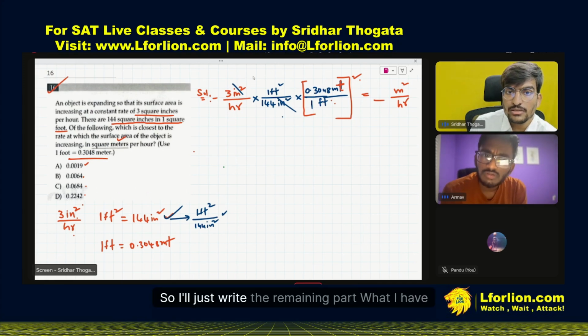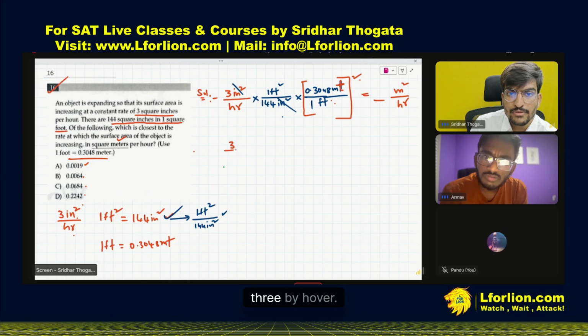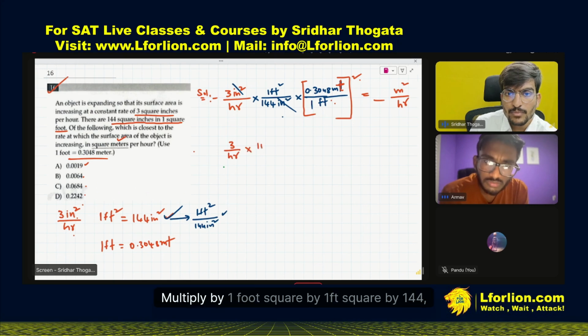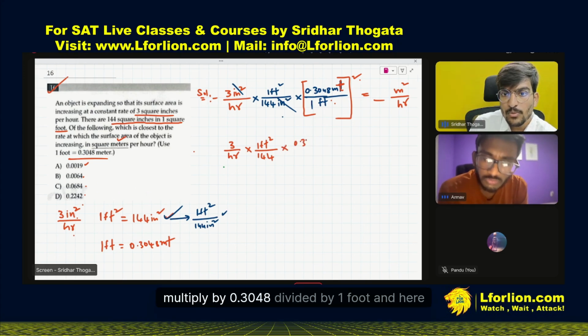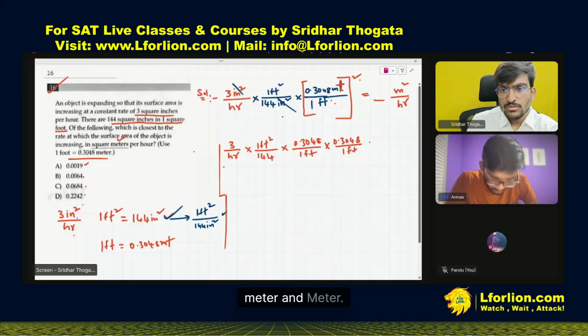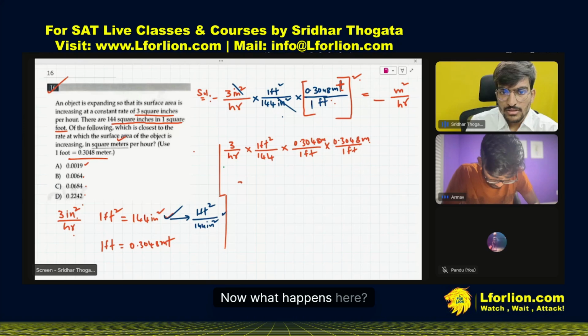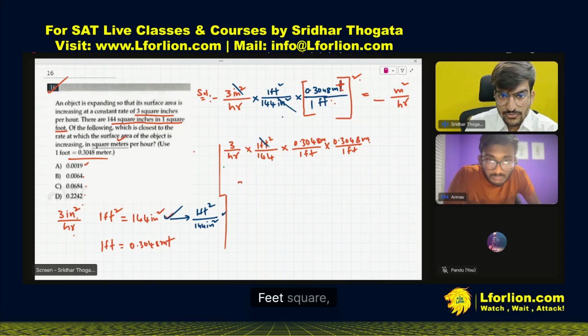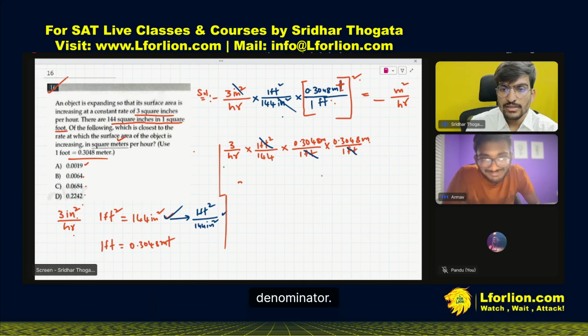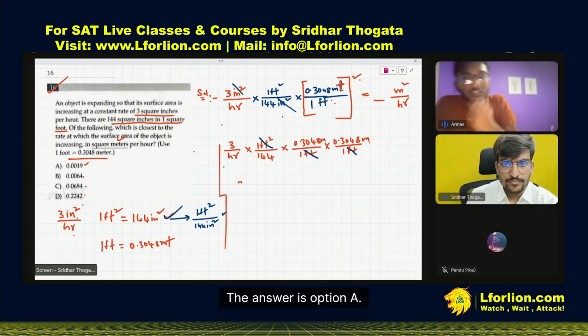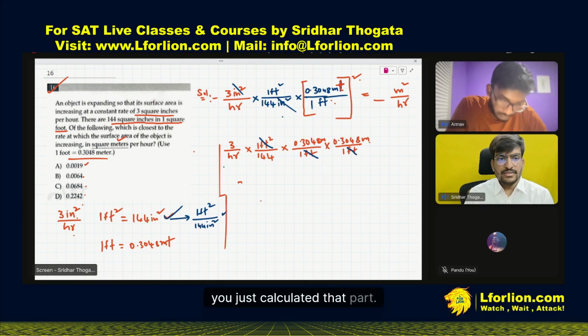So I'll just write the remaining part of what I have. 3 by hour multiplied by 1 foot square by 144, multiplied by 0.3048 meter divided by 1 foot, squared, meter and meter. Now what happens? Here I'm cancelling this feet square, 1 feet, another feet, which is feet square only in the denominator. The answer is option A. So you just calculate that part.